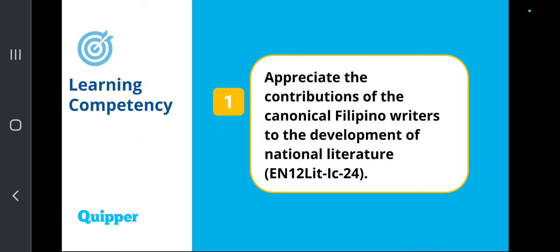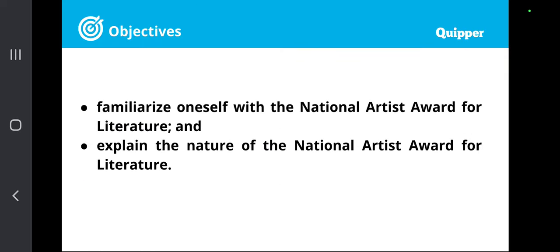So what are our main objectives for this lesson? We have two. First is to familiarize oneself with the National Artist Award for Literature. We are going to immerse ourselves in how this particular recognition is bestowed upon artists of various fields of endeavor, and explain the nature of the National Artist Award for Literature. We are going to understand what the different characteristics are that are being identified in order for you to be given the recognition of National Artist Award.